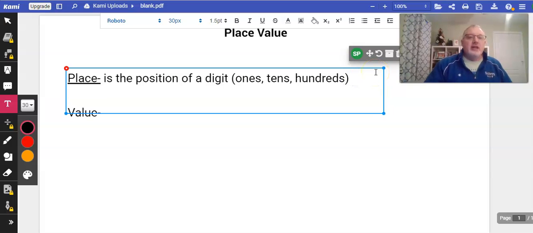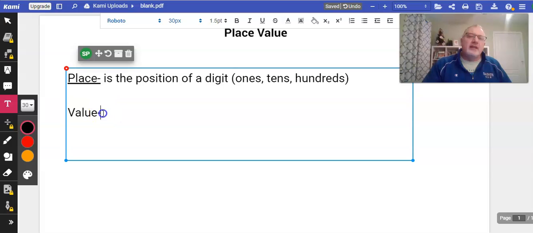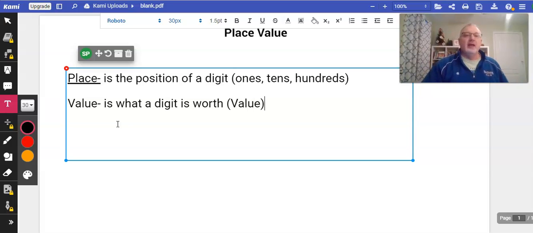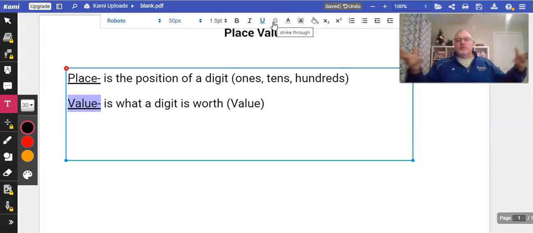Now, as we move on, we have what's called value. And this is the one that kids really struggle with. Value is what a digit is worth. That is just how much that digit is worth.